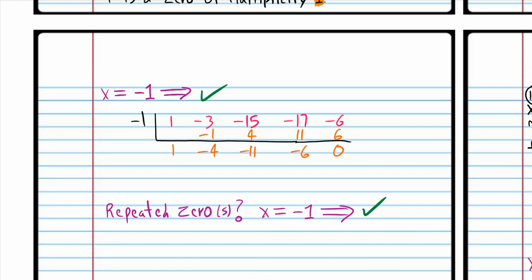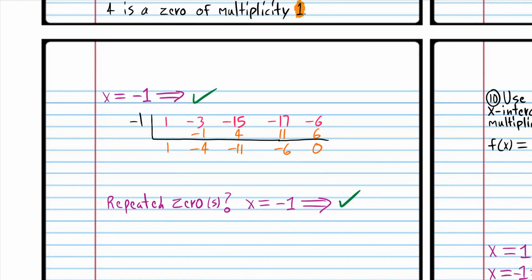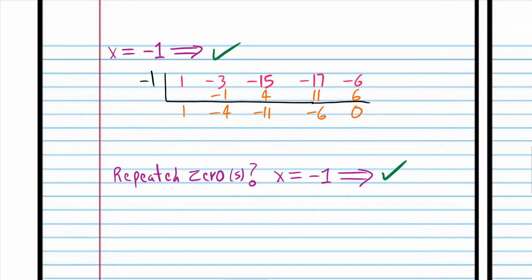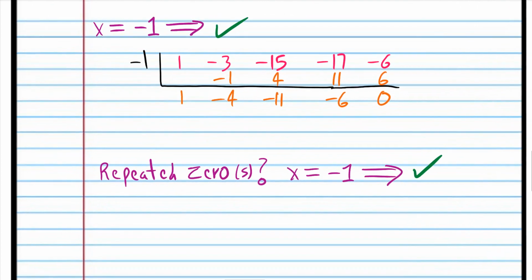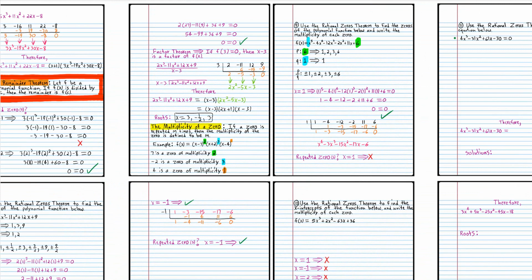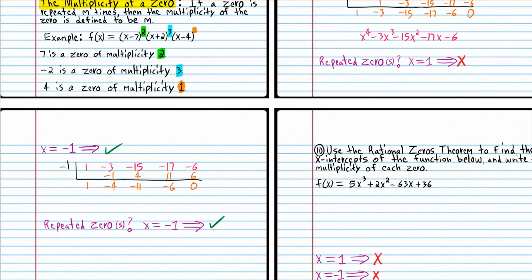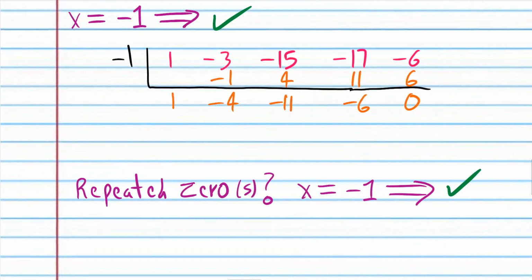So the remainder is 0, so that's a good sign. And now we have another depressed polynomial. So we started out with a 5th degree polynomial, we went down to the pink 4th degree, and now we're going down to a blue 3rd degree polynomial.